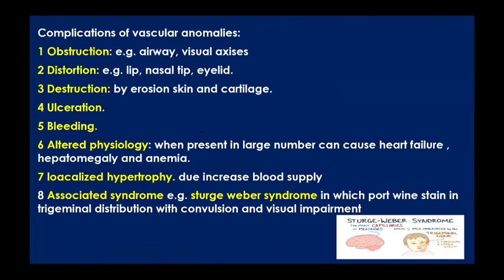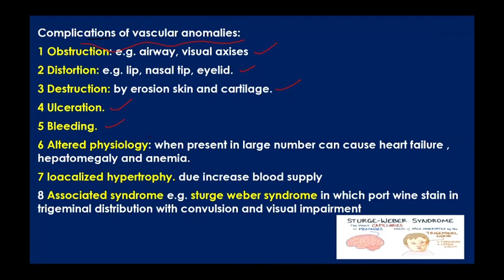What's the complication? What's the complication of the vascular anomalies? Obstruction of the airway, of the visual axis, if it is near the eye, the patient can't see. Distortion of the lip, nasal, eyelid. Destruction by skin erosion and cartilage, ulceration, bleeding, and altered physiology.